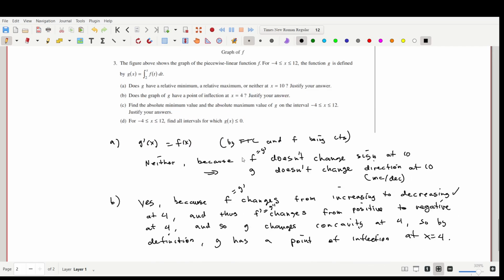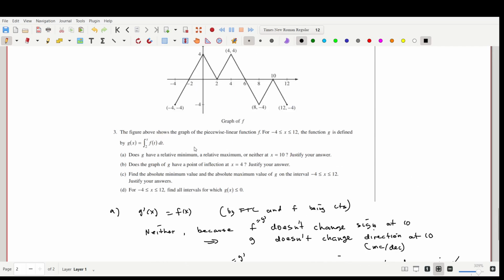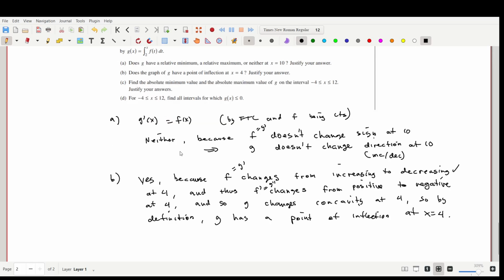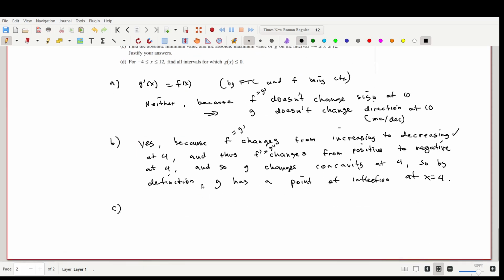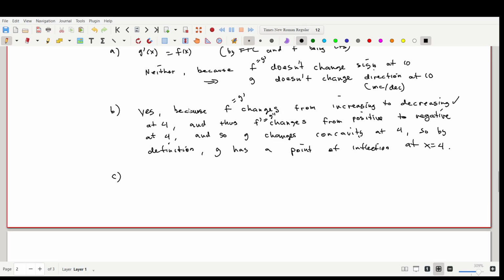Okay, find the absolute min and the absolute max on the interval -4 to 12. All right. So here you've got to check your critical points and your endpoints. And you might become annoyed. It's like, oh my gosh, there are 4 critical points. However, you only need to check the ones that are local extrema. So -2 and 6 are the only local extrema.